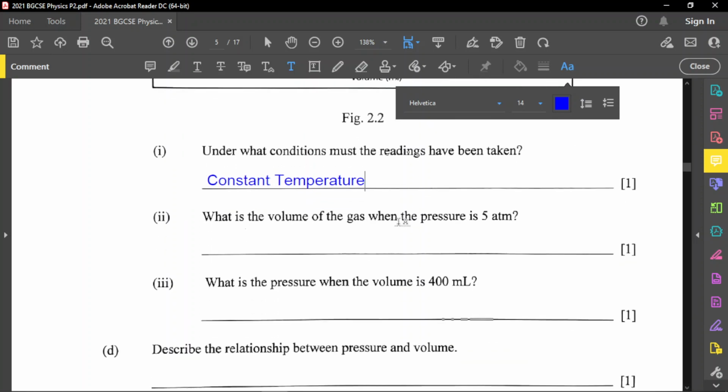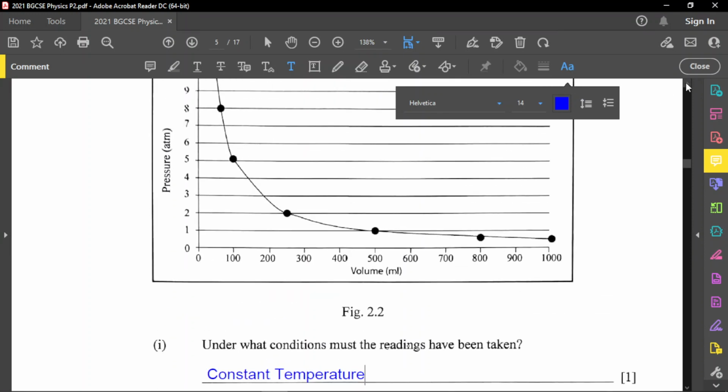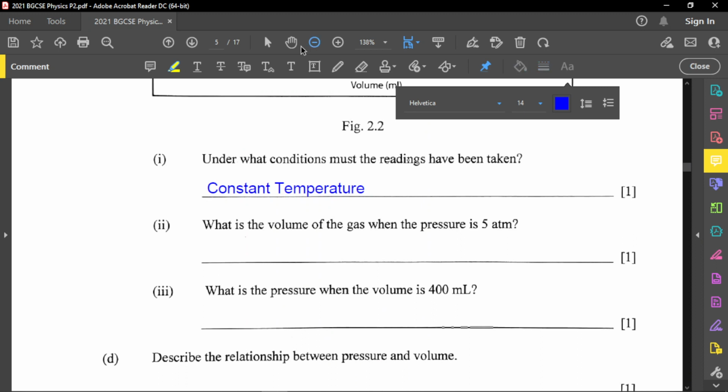And what is the volume of gas when the pressure is 5 atmospheres? So we look at 5 atmospheres and find out the volume of gas. Let's go to the graph. All you need to do is mark the line. Let's use the highlighter. We're going to mark the line at 5 atmospheres and come all the way down here. That gives us 100 ml. Notice that is 100 ml right there. Let's put this in real quick. So this is 100 ml if the atmosphere is 1.